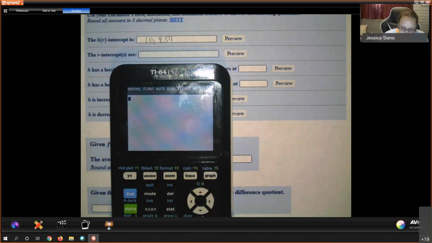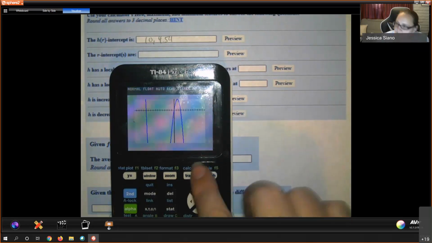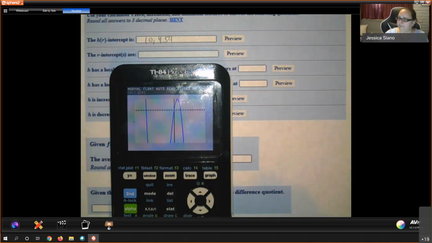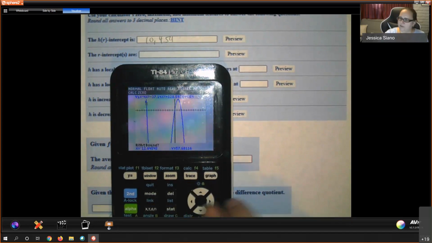Oops, let's try it again. Oh, there it is. So left bound, enter. Right bound, enter. I know it's a very small area, but let me just press enter again and see how it found that 0 for me.